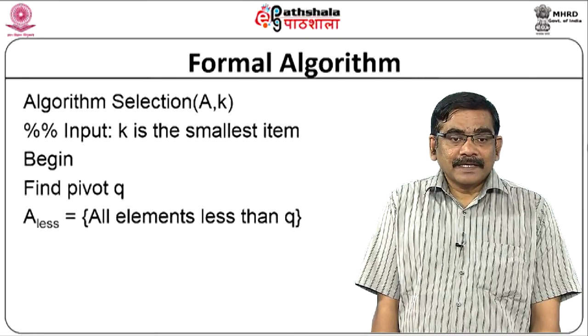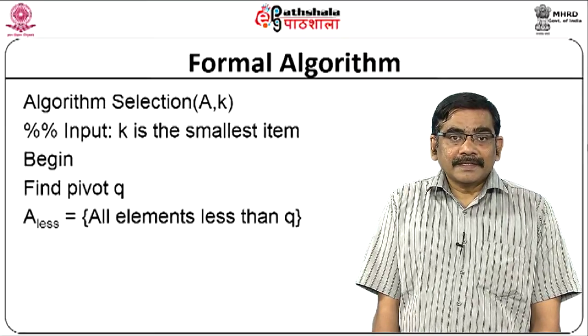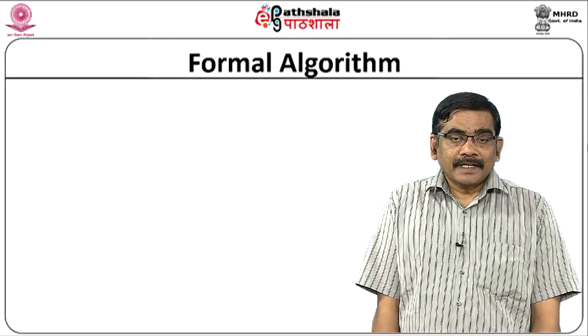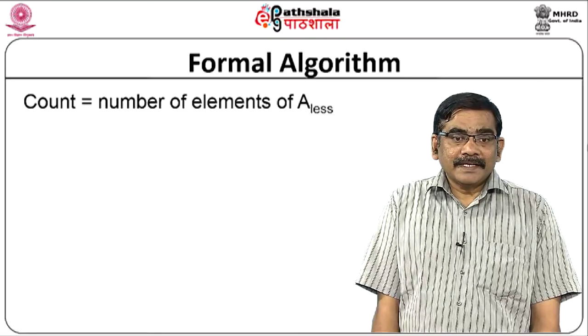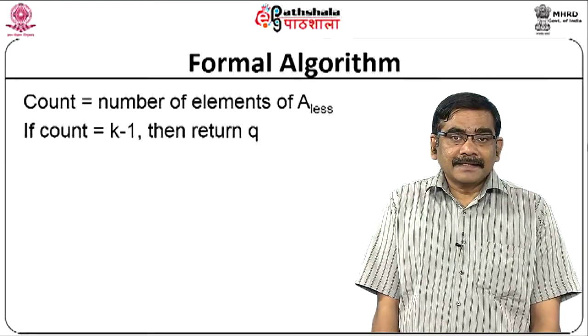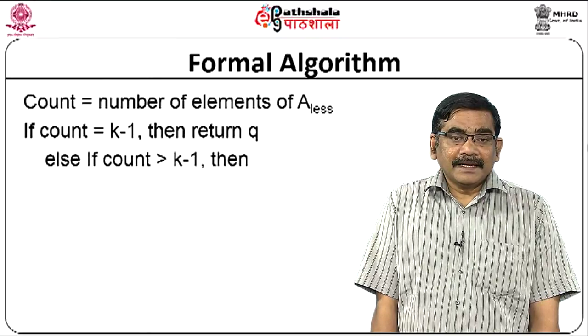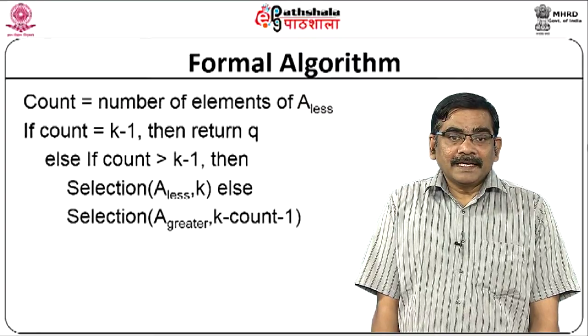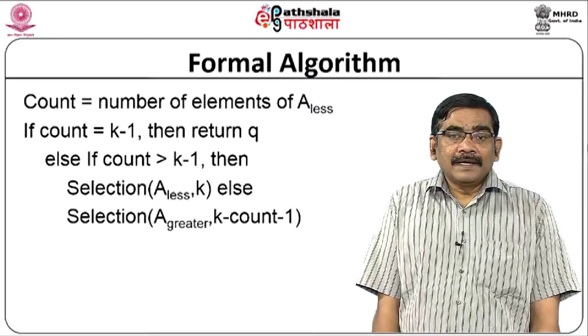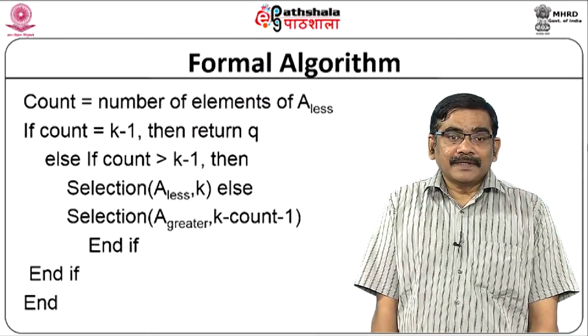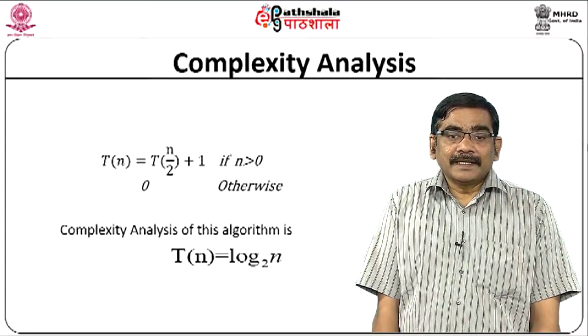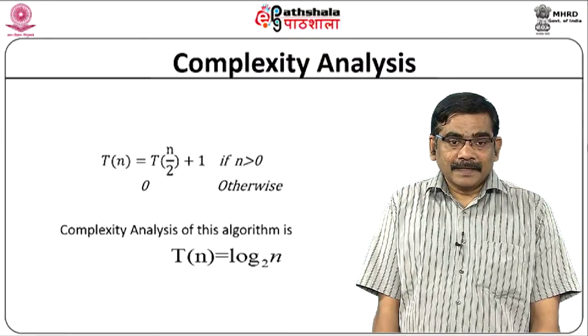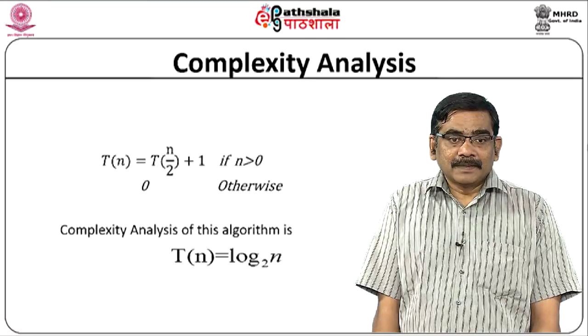So, we have the algorithm Selection, where k is the kth smallest item. Find pivot q; we can make use of either the Hoare algorithm or Lomuto. As we discussed earlier, we will get 3 lists: A less, A equal and A greater. We find the count of A less, that is going to be a variable called count. If count is equal to k minus 1, then the pivotal element is the answer. If count is greater than k minus 1, then we call the selection procedure recursively using A less and k, otherwise it is going to be A greater, comma, k minus count minus 1. So, this is the formal algorithm for this particular problem.